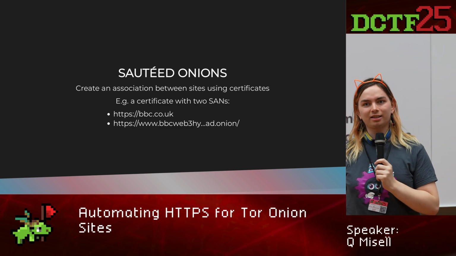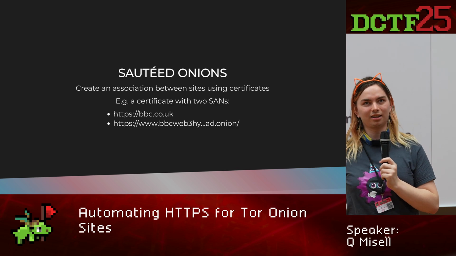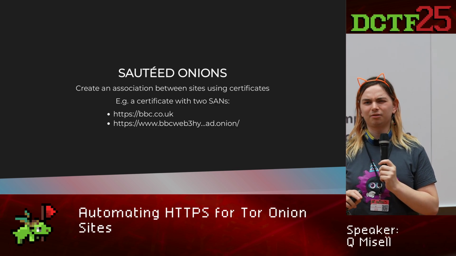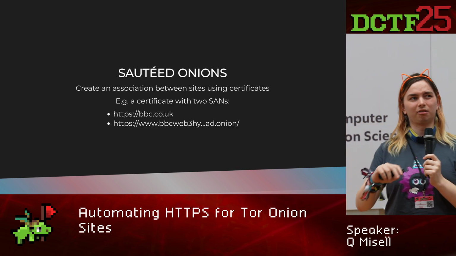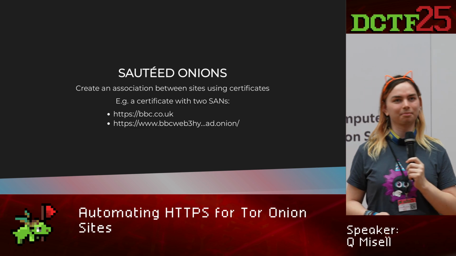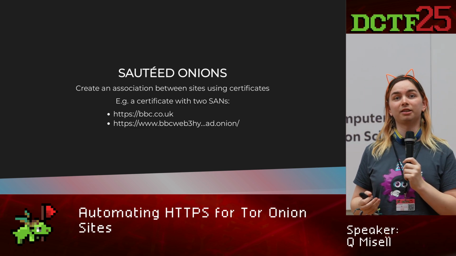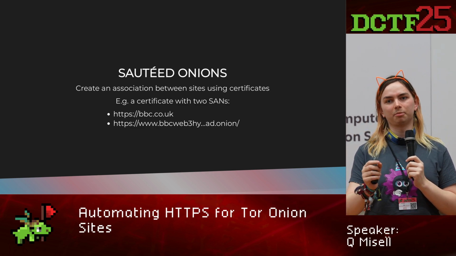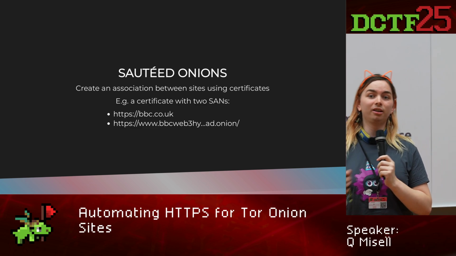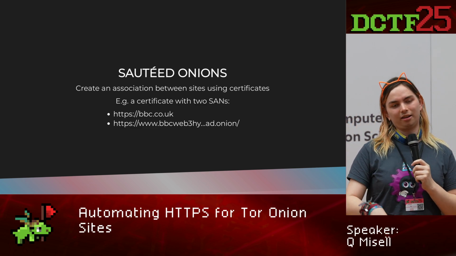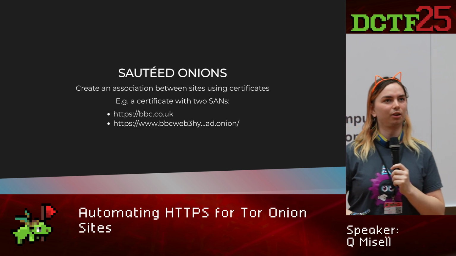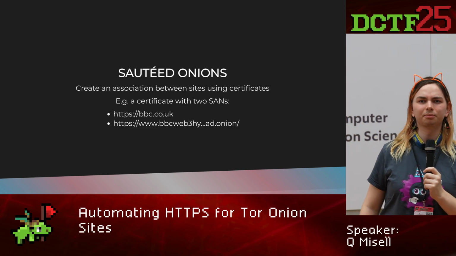But if you find a TLS certificate that has both of these in, then you can have some relatively high level of assurance that these are in fact operated by the same entity. And therefore, you can safely redirect your users who typed bbc.co.uk into their web browser to the Onion site, and then there is no traffic over the open internet involved, and everyone is a bit more secure.